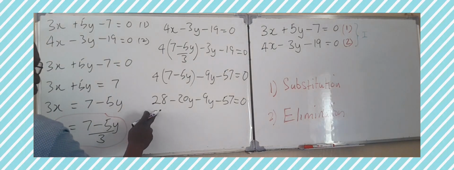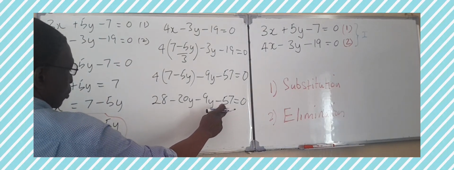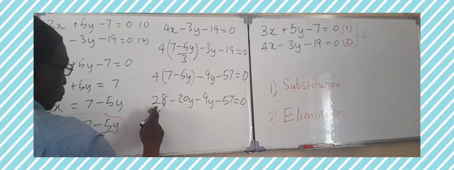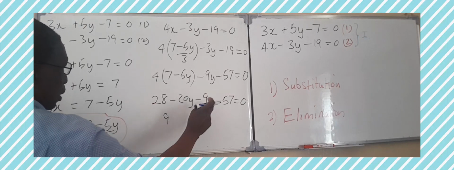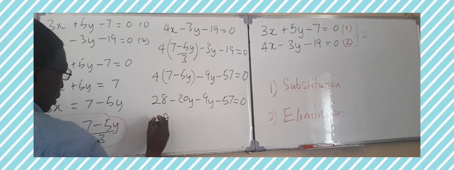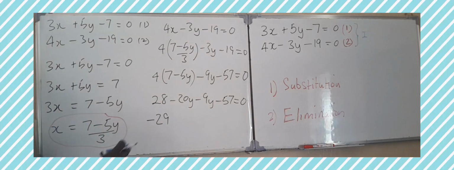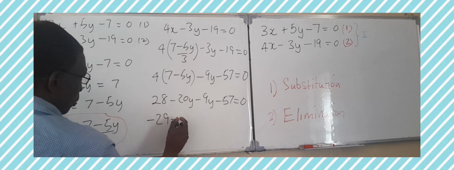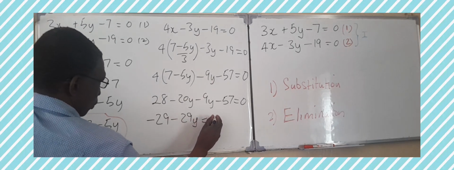We can simplify. 28 minus 57 plus 28 gives us what? 17 minus 8 is 9. 5 minus 3 is 2. It's a minus because this 57 is minus. Then, of course, here we have a minus 20y minus 9y, which gives me a minus 29y is equal to 0.